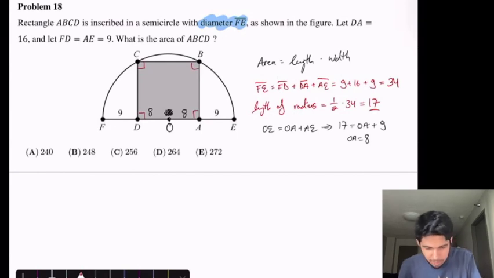Okay, and now maybe we're starting to see something. We're looking for AB or CD, right? And we have this OA, AE, and we're looking for this AB. In particular, this OA seems of interest. And if we draw these, let's see what happens when we connect O with B.